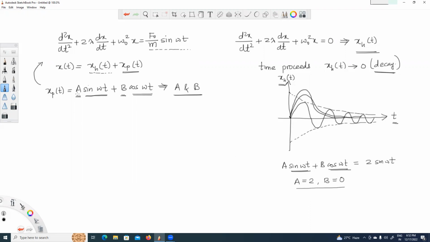Similarly, if you put this x_p in the differential equation, you'll end up with a certain coefficient for sin ωt and another coefficient for cos ωt. On the right hand side, you have F₀/m. If you compare the coefficient of sin ωt, you'll be able to figure it out, and the cos ωt coefficient is obviously 0.